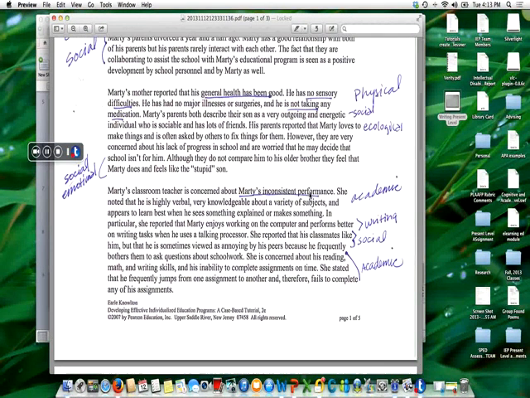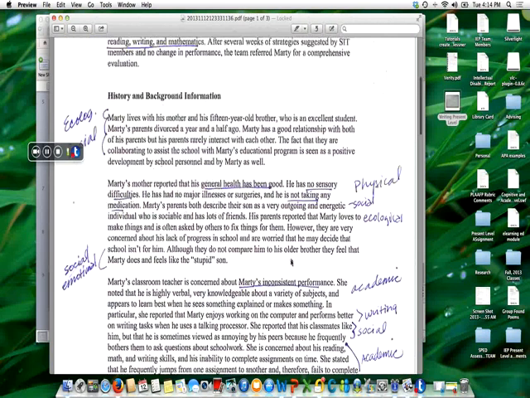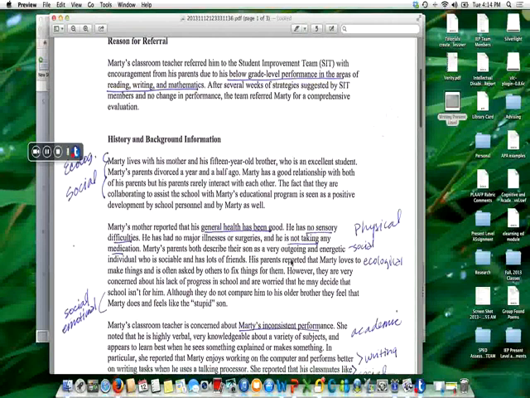We have inconsistent performance that can go under the academic. Remember, we talked about assignment completion. This might go under the writing section because it talks about how he does better on the computer. So in the academic part, but specifically under the writing section. Here's some social and here's some academic.